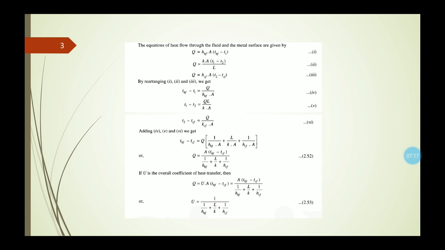Now from this similarity, if we equate these two equations, you can write that capital U will be equal to 1 divided by (1 by HF plus L by K plus 1 by HCF). So that is the representation of the overall coefficient of heat transfer when the heat is transferred from a hot fluid to a plane wall and from the plane wall to the cold fluid. The notation is capital U. So this equation 2.53 we need to remember, which will be used while solving some numericals.